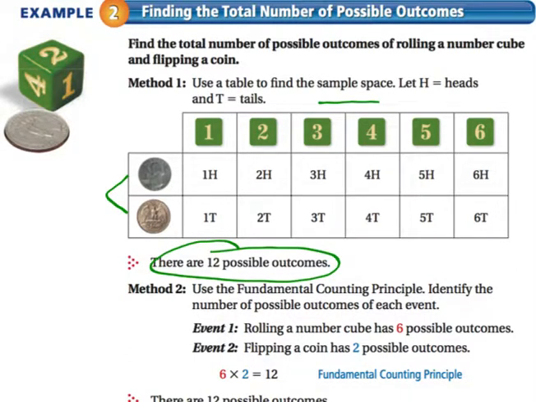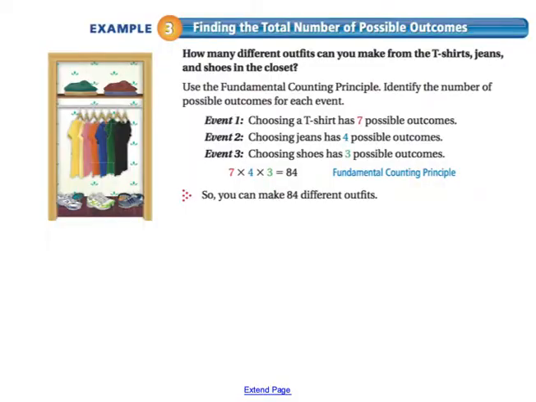Method 2 is to use the fundamental counting principle. There are 6 ways event 1 can happen, rolling the number cube. There are 2 ways event 2 can happen. This gives us a total of 12 outcomes using the fundamental counting principle. If it's just asking for a number of outcomes, fundamental counting principle is king or queen of being able to find it quickly. The sample space you do need to sometimes be able to come up with.